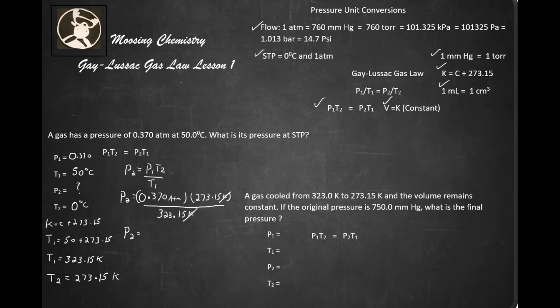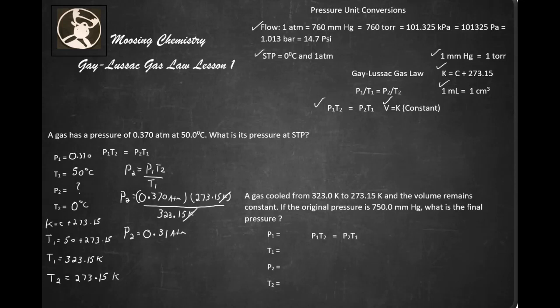So let's go ahead and do our math. 0.370 times 273.15 divided by 323.15, and it's going to be, of course, 0.31 atm. Looks good.